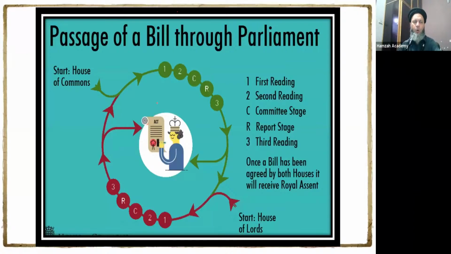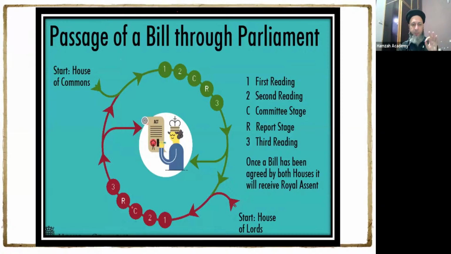That video would have given you a detailed idea of how the whole process works. To summarize it from the paper point of view, this is what you need to remember. Two houses, the bill can start from any house. If it starts, for example, from House of Commons, it will go from first reading to second reading to committee stage to report stage and third reading, and then it will pass on to the House of Lords.